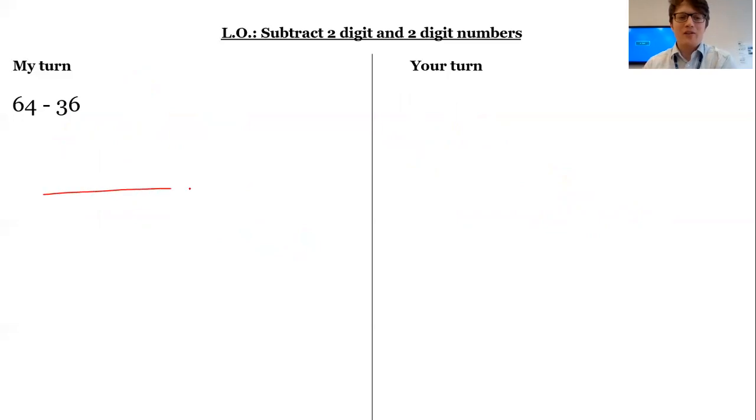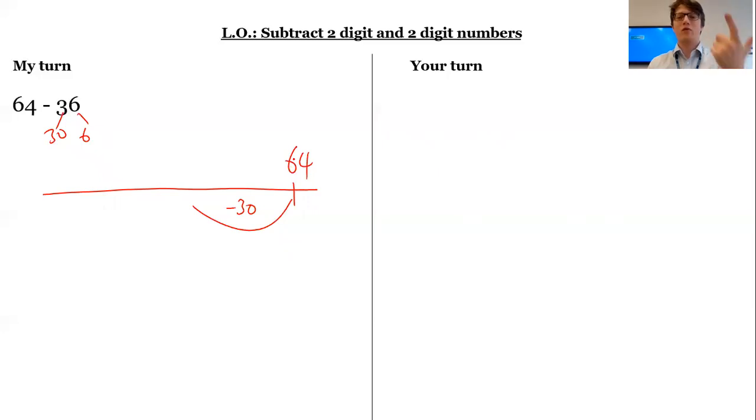Let's do another one. I'll do this a bit quicker now. So I'm going to partition this into 30 and 6. I'm starting with 64. Let's start by subtracting 30. Well, 64, 54, 44, 34. Now I need to take away 6, but oh dear, 6 is bigger than 4.